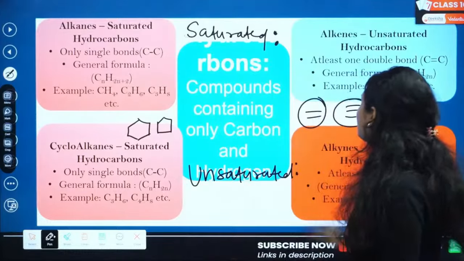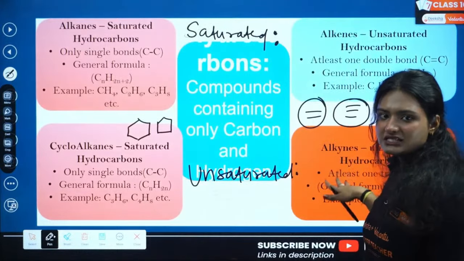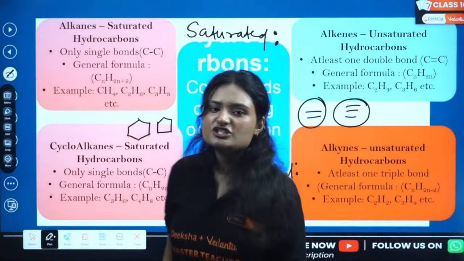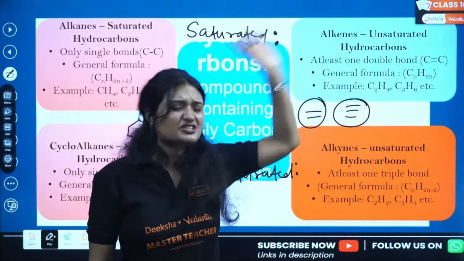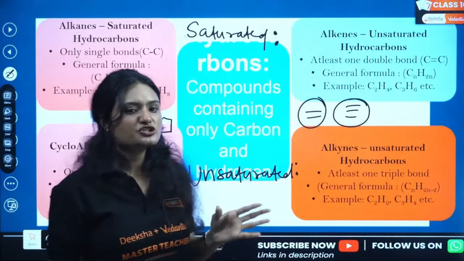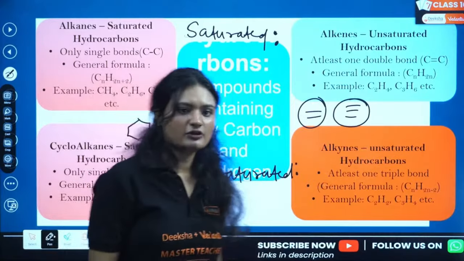Clear? Okay. Alkenes are unsaturated hydrocarbons. Alkynes are also unsaturated hydrocarbons. The general formula for alkenes is CnH2n and for alkynes it is CnH2n-2. Remember the general formulas so that you can attempt the question. The MCQ will come from the general formula.